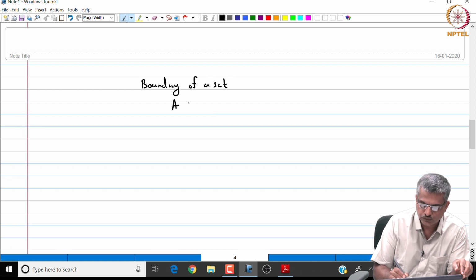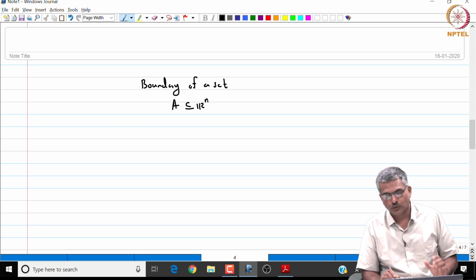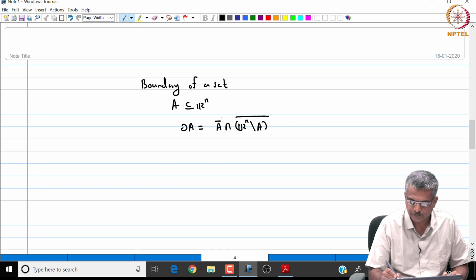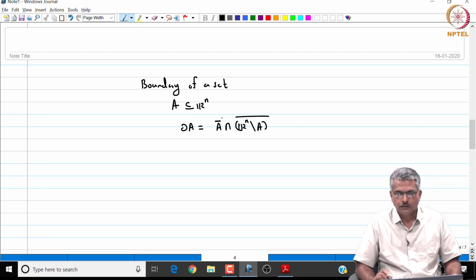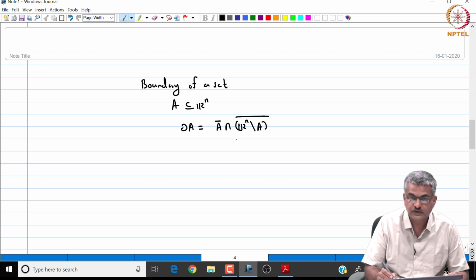So, again A is a subset of Rn, and we want to define the boundary of a set. The boundary of a set, denoted by this symbol, is nothing but the closure of A intersected with the closure of its complement. So, this is how the boundary of a set is defined, and it is quite straightforward to see that it is a closed set, because it is an intersection of closed sets.